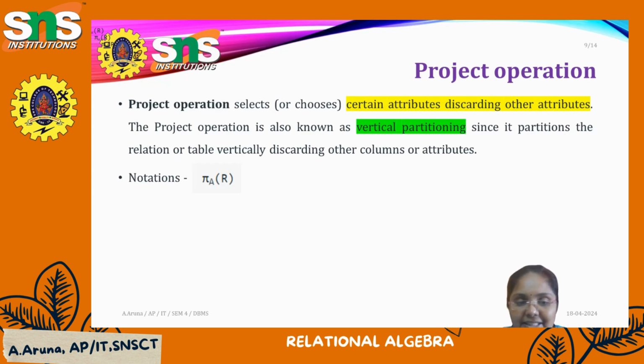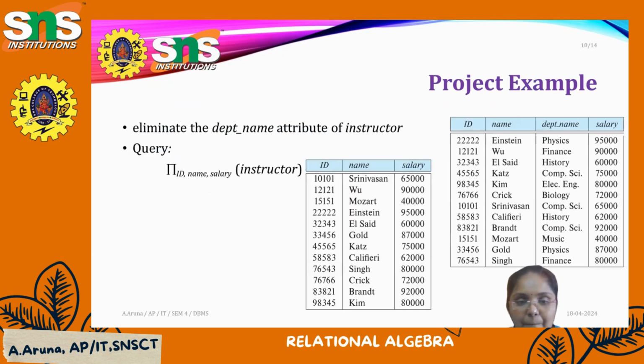So this is the notation. Here we use pi, and we mention the attribute along with the relation it belongs to. It is denoted as pi A of r. Pi is an operator, A is the attribute we are going to project, and r is the relation it belongs to. We will see an example.